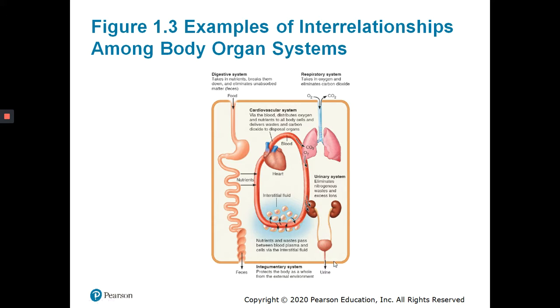And if any of these fail, then our whole body fails, and we'll have what we call organ failure, and then death usually occurs from that. So if someone has liver failure, for instance, or heart failure, eventually that will lead to a bad outcome from that.